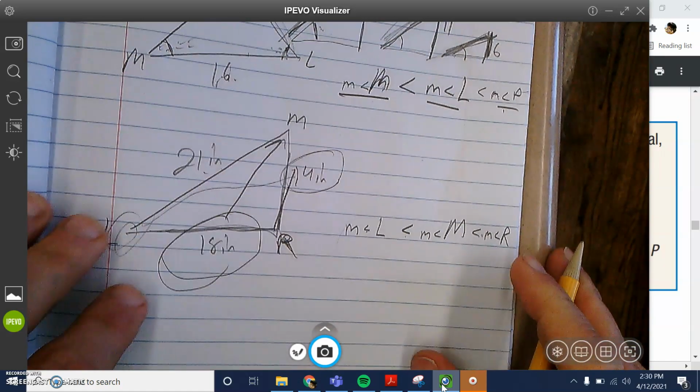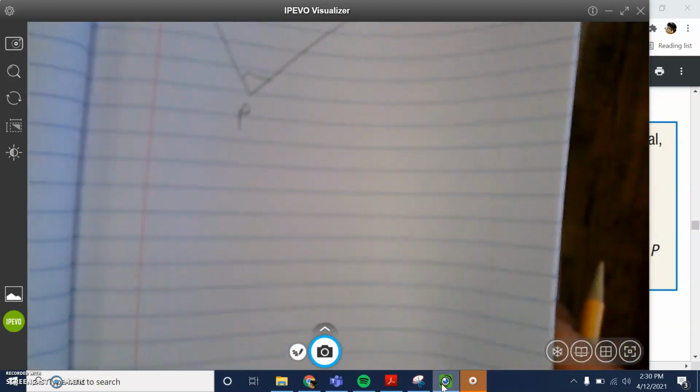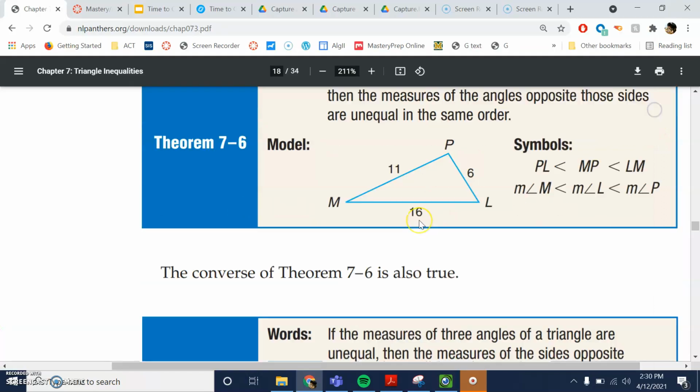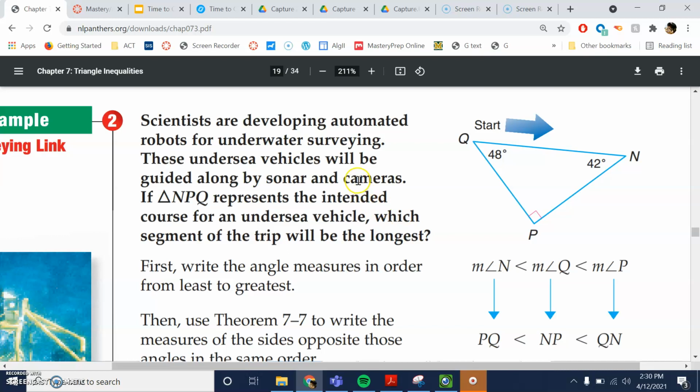Okay, let's practice another one, shall we? All right, this one looks like this. Let's copy it down. All right, here it is. Scientists are developing automated robots for underwater surveying. These undersea vehicles will be guided along by sonar and cameras.